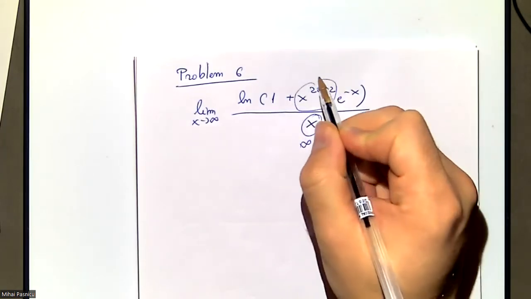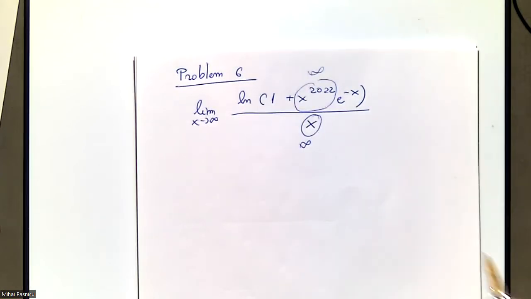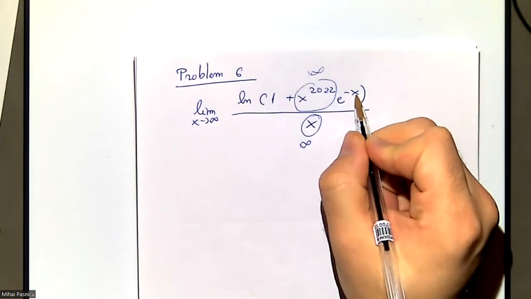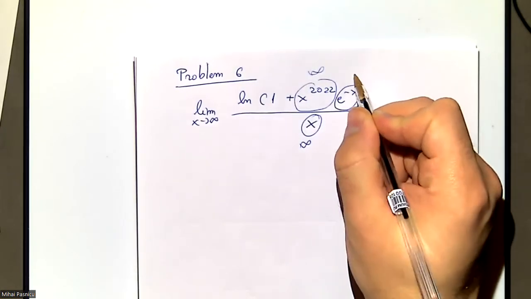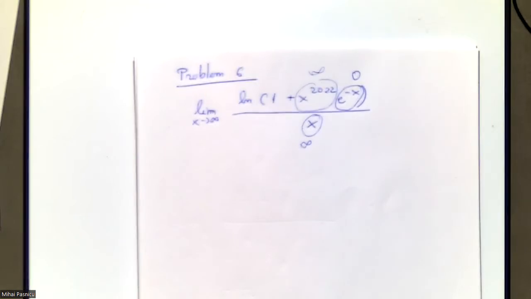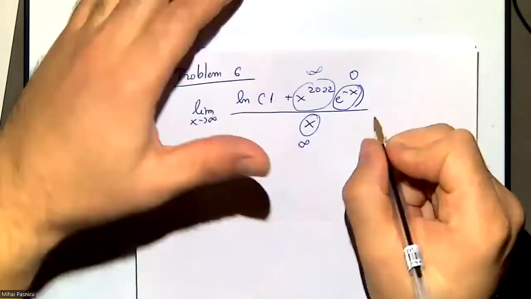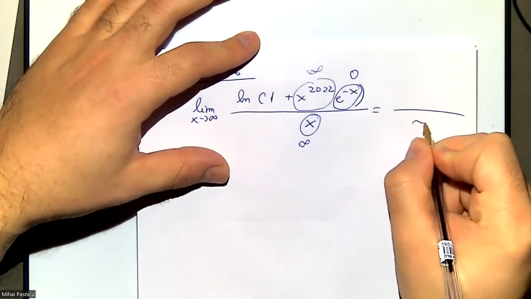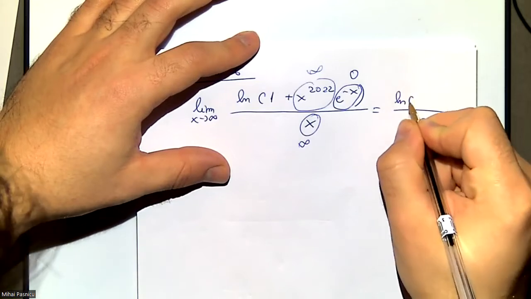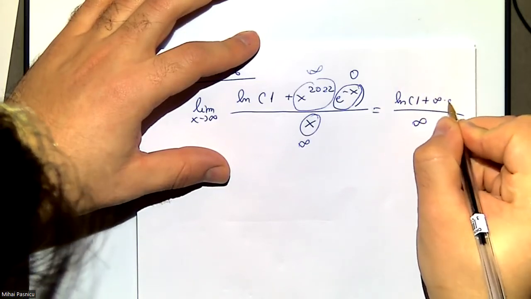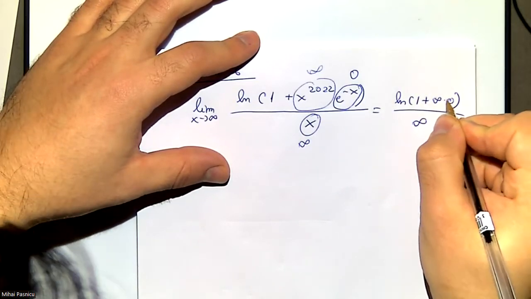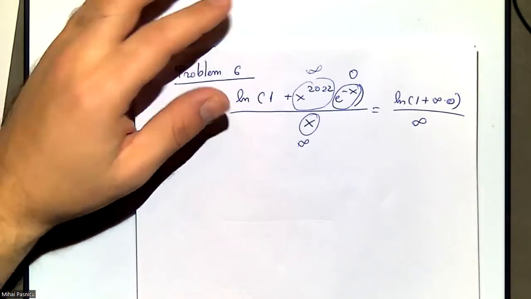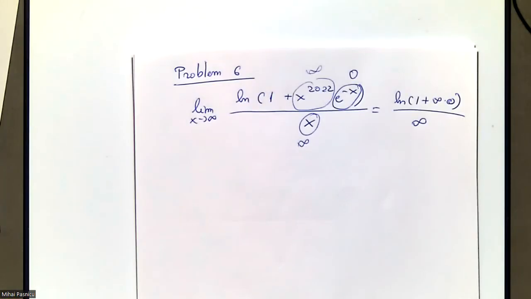Now, this is infinity. This is e to the minus x. Remember what we talked about? This is 0. So what's my case? My case is infinity times ln of 1 plus infinity times 0. This doesn't really look like one of my L'Hopital cases, does it? The question is, what is this? What is infinity times 0?